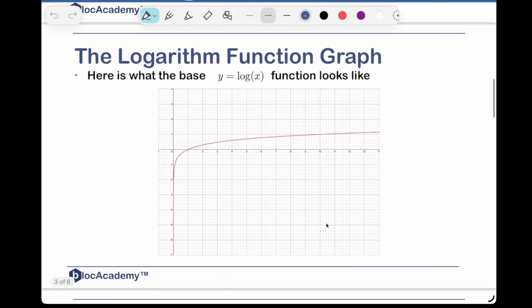Now let's look at the graph of the logarithm function. This is what the base function looks like. Right off the bat, it looks pretty interesting. There's a domain restriction, but there's not a range restriction, which is the inverse of what the restrictions on the graph of the exponential function look like. And that's true, because the logarithmic function is the inverse of the exponential function.